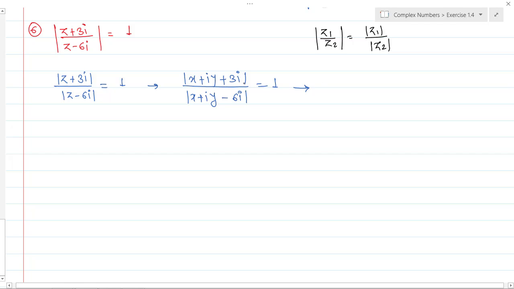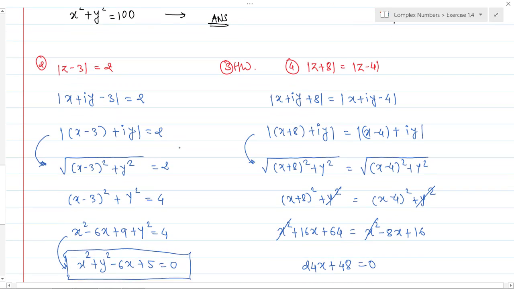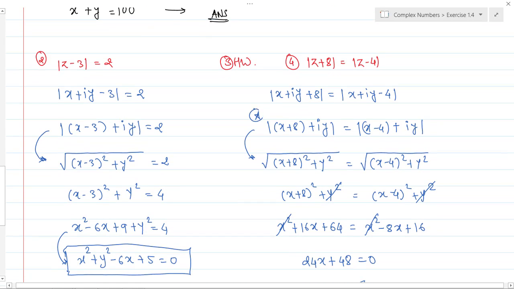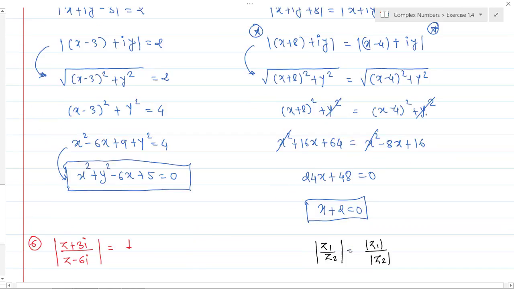Next step: I want to remove this modulus. Before removing, we can do a simplification by taking this to the other side. So I will have mod of x plus iy plus 3i equals mod of x plus iy minus 6i. Now this question reduces to the previous, fourth question, where we have the mod on both sides.